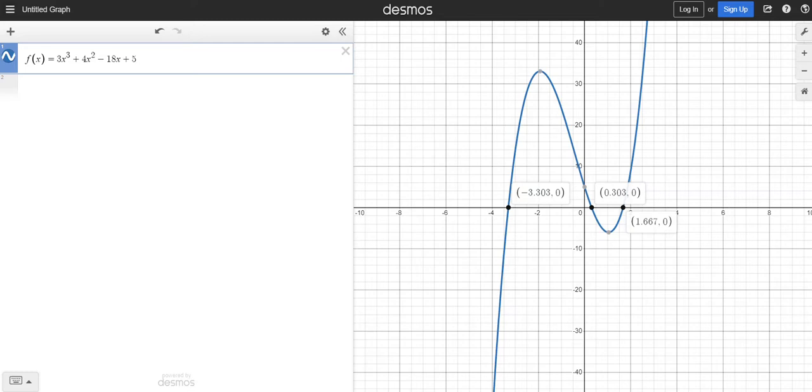My first x-intercept, we're rounding again to 2 decimal places, so I'm going to call that negative 3.30, comma 0. The next one over is just 0.30, comma 0. And the last one, 1.67, comma 0.